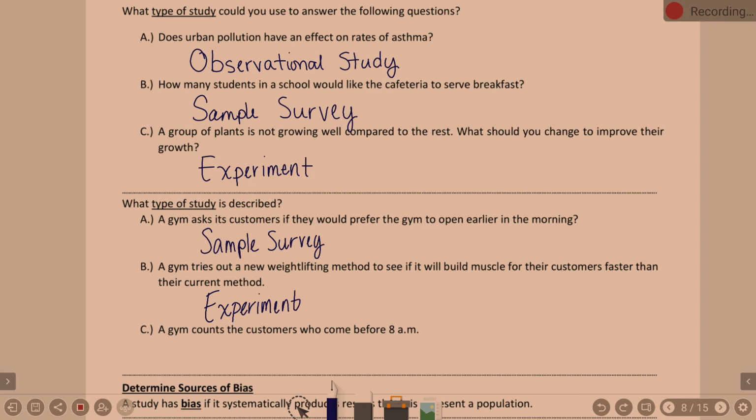A gym counts the customers who come in before 8 a.m. Observational. They're not changing anything, so they're not experimenting. They're not going up and surveying people. Do you go to the gym before 8 o'clock? They're just observing them. So observational study.